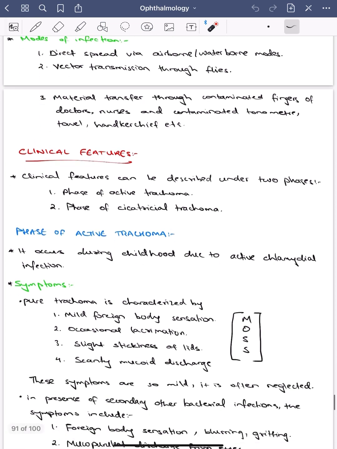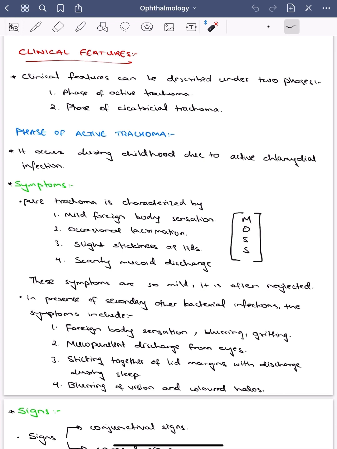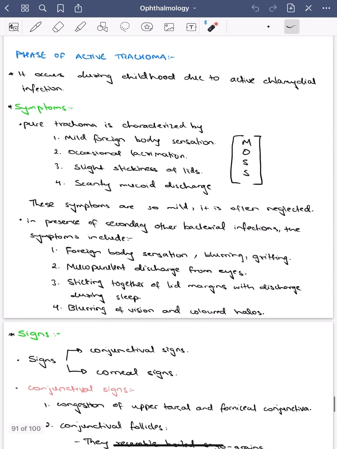Now, coming to the clinical features. The clinical features of trachoma can be described under two phases. The first is the phase of active trachoma, and the second is the phase of cicatricial trachoma. Let us discuss the phase of active trachoma first. It occurs during childhood due to active chlamydial infection.